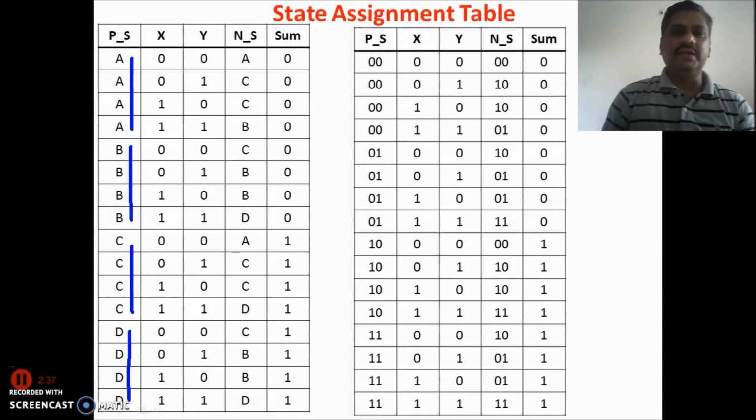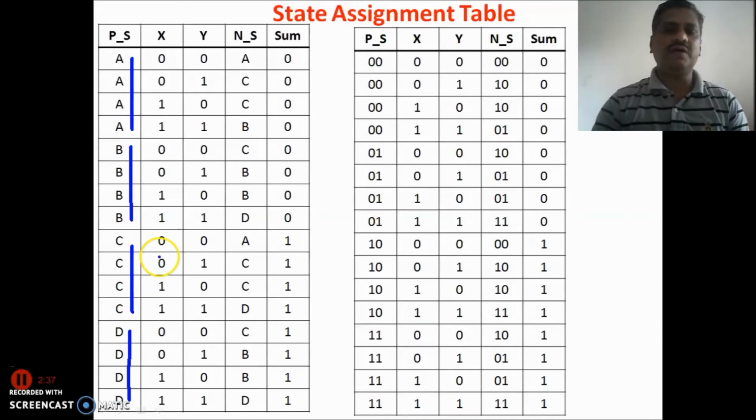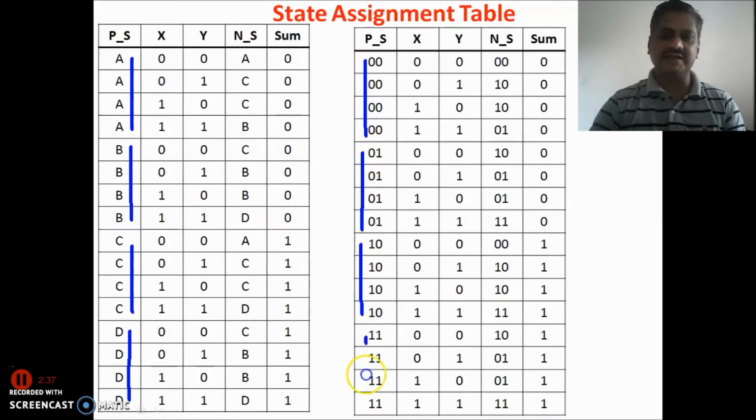We can give any binary number to each state. Since we have 4 states, we need at least 2 digits. That's why here I am naming the A state as 0 0, B state as 0 1, C state as 1 0, and D state as 1 1. We are just giving the binary numbers.